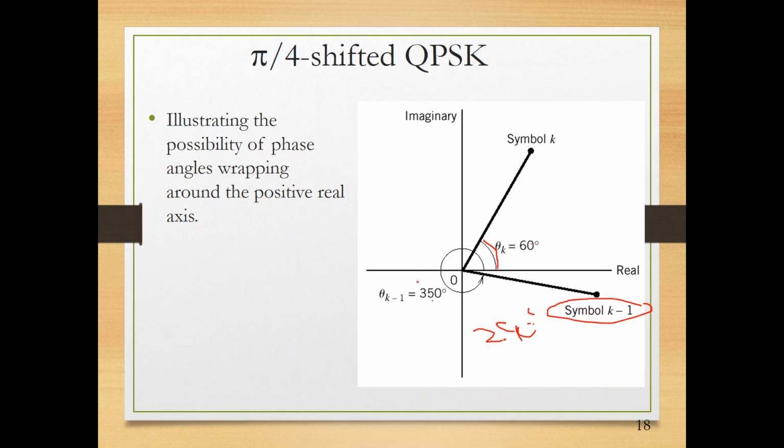So basically, this is offset QPSK and pi over 4 shifted QPSK. And by now, you know what problem offset and pi over 4 shifted QPSK solve, the mapping table, how they are implemented at the transmitter and receiver, and the importance of both of them.